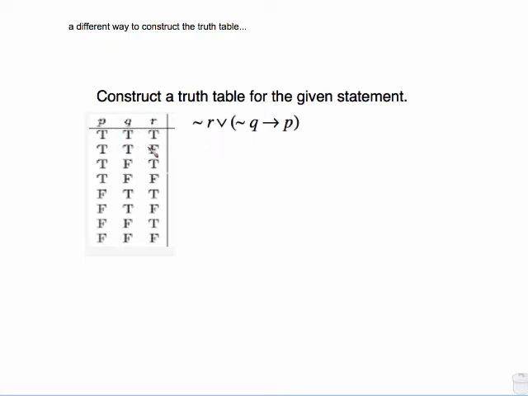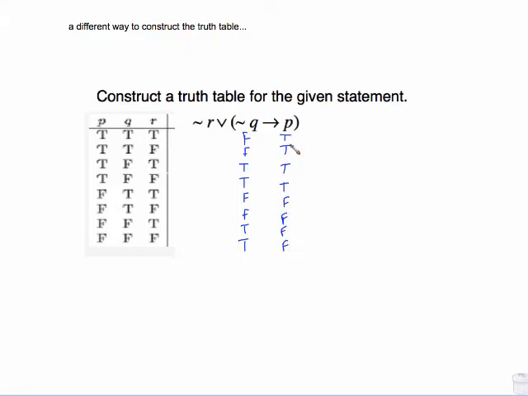And I do have all of the P, Q, R stuff written in front of me so I can refer back to this. I think about my order of operations. My order of operations would ask me to do this, not Q implies P. So I need to write right underneath not Q my entries for not Q. So this will be false, false, true, true, false, false, true, true. That's my not Q. Then I'm going to just rewrite my entries for P. True, true, true, true, false, false, false, false.